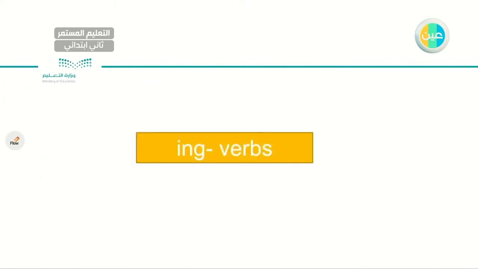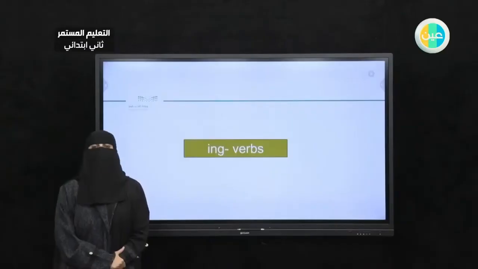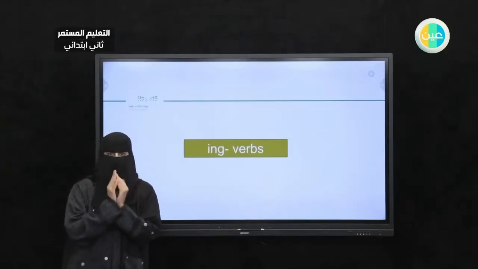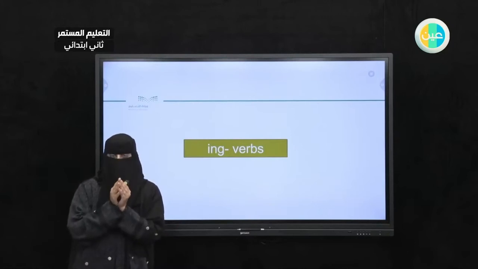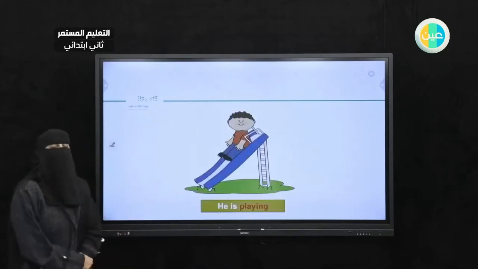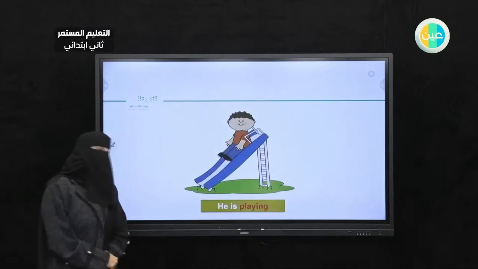Now, let's introduce the second part we have here. We have the ing verbs. What do we mean by this? Verbs that end in ing. You have some in your books. Have your books ready at page 40. Let's read them together. I have them in red.